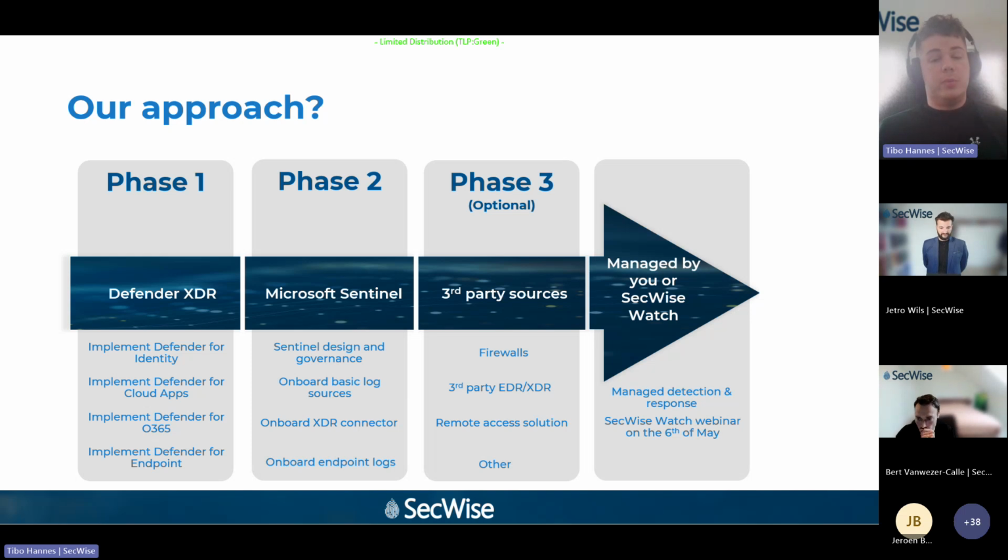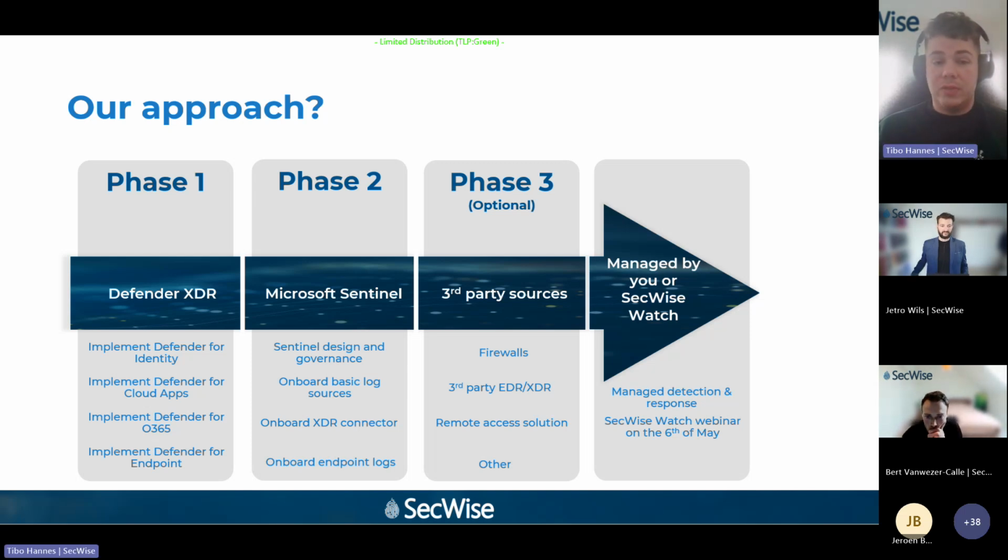So how do we approach this? Generally, we work in 3 different phases. The first one is the Defender XDR phase, where we generally implement Defender for Identity, Cloud Apps, Defender for Office 365, and Defender for Endpoint. Now, this can be chosen very granularly. If, let's say, you only want to implement Defender for Identity, that's no problem. Then we only help with Defender for Identity. Perfectly fine. You don't need to choose every single thing.